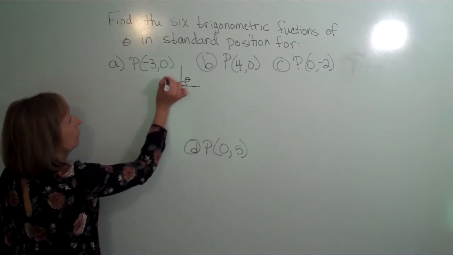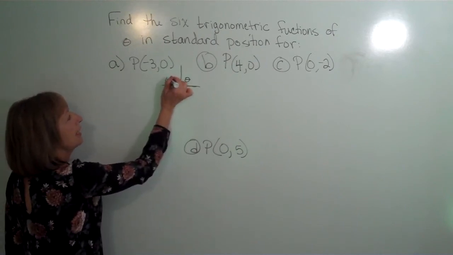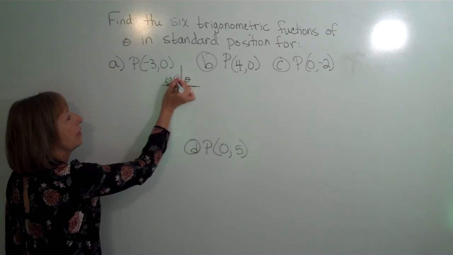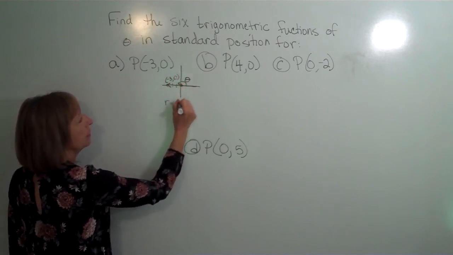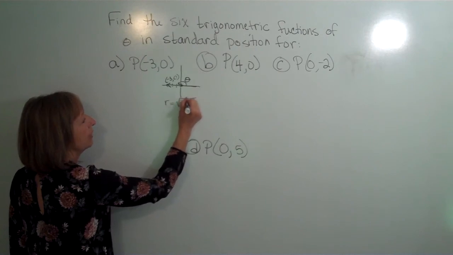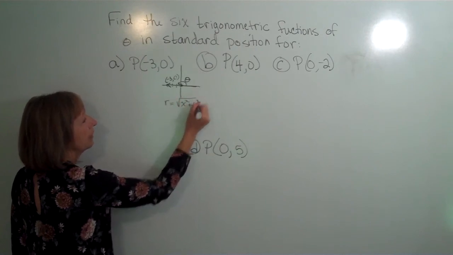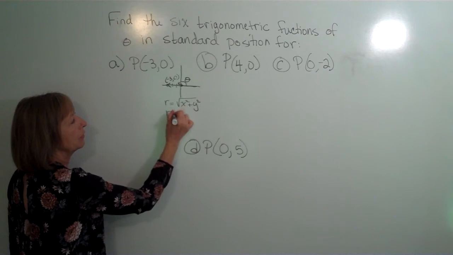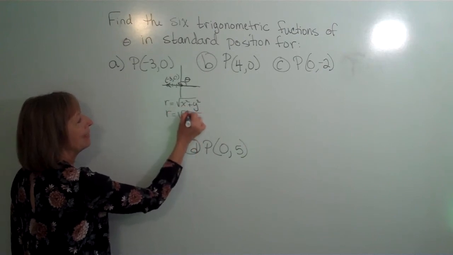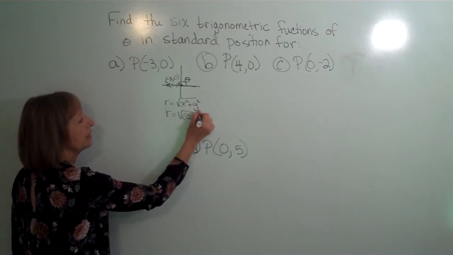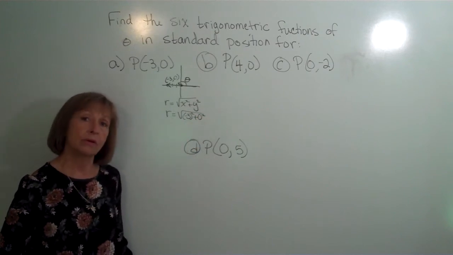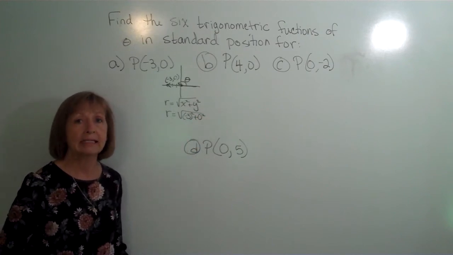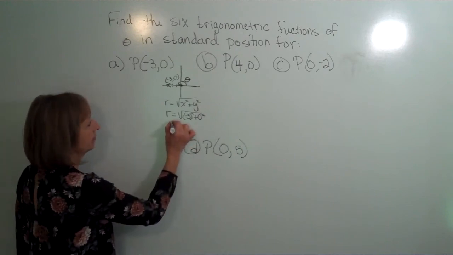Now when I look at that ordered pair, my x coordinate is -3, my y coordinate is 0, and if you go through and go r is equal to the square root of x squared plus y squared, we get r is equal to the square root of -3 squared plus 0 squared. Well, -3 squared is 9, 0 squared is 0. So 9 plus 0 is 9, and the square root of 9 is 3.